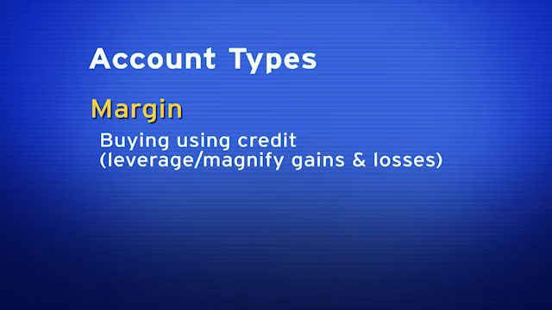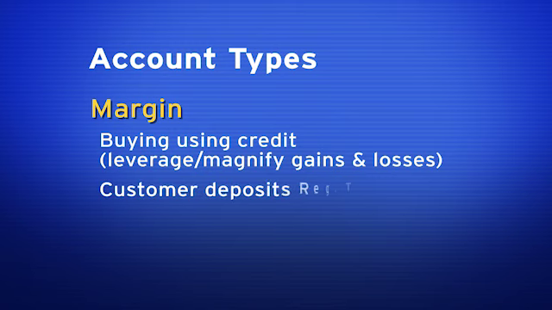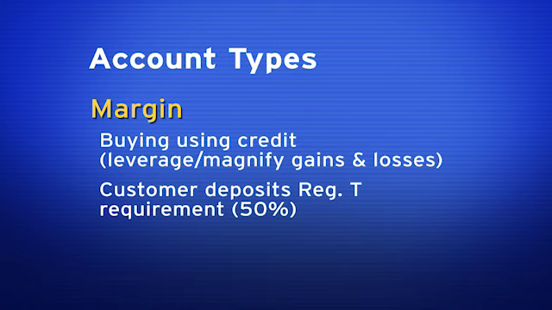Now, when buying on margin, how much would a customer have to deposit? The amount the customer must deposit is established by Regulation T, or Reg T. Reg T, unless you're told otherwise, is 50%. So the customer would be required to deposit 50% of the purchase price.